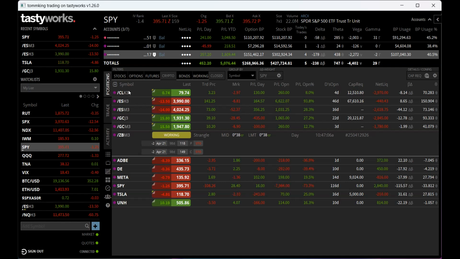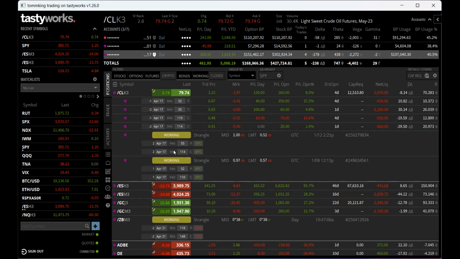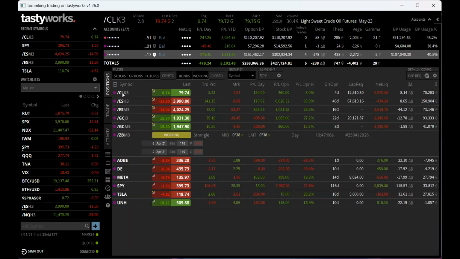Strangles on futures are typically the oil or something else that I might be doing. Just one came off today. I got 2 more working. These are both in good shape so far. So I'm up a nice 8% on those. We'll just let those things cook along. So one came off today.